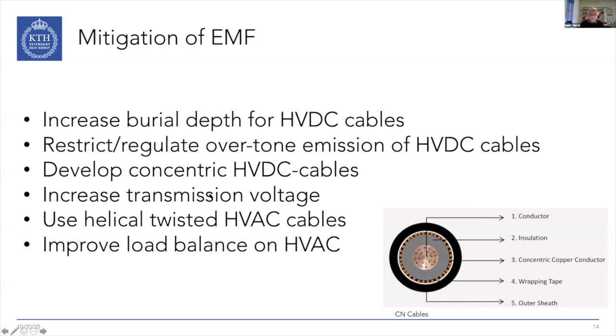You can also increase transmission voltage, which brings down the current, because it's the electric current that actually produces the fields. Use helical twisted AC cables. That is usually used today, but sometimes it pops up that, no, we want to have three separate cables put like 10 meters away because it's cheaper if you break one cable, and things like that. But mostly today in Europe, twisted AC cables are used. And then improved load balance on these AC cables.